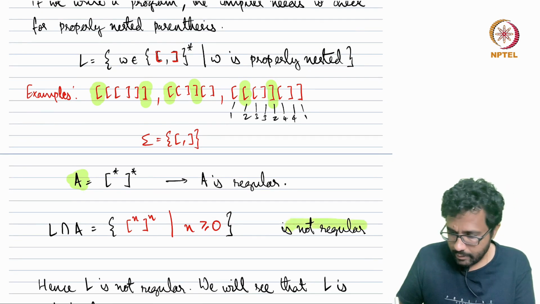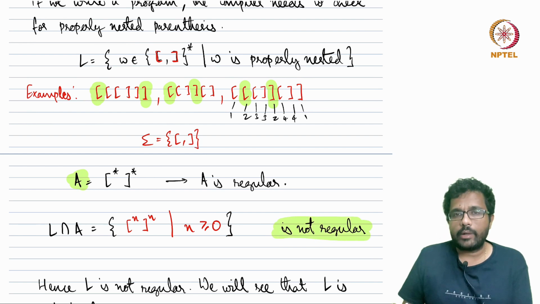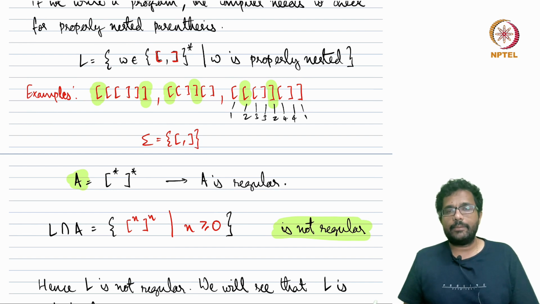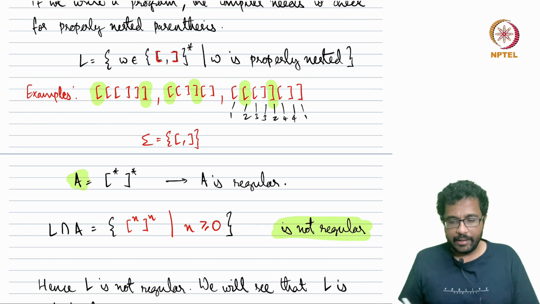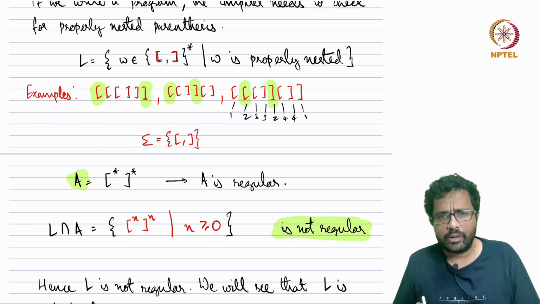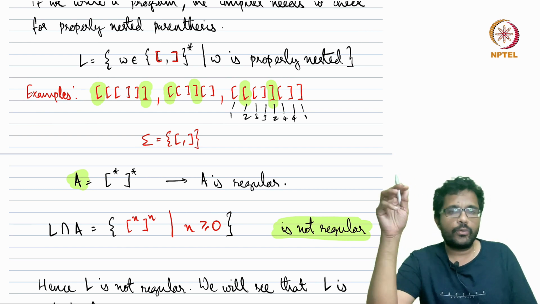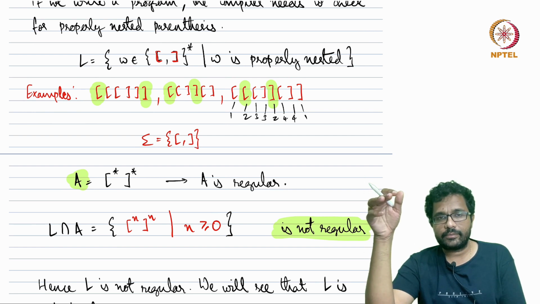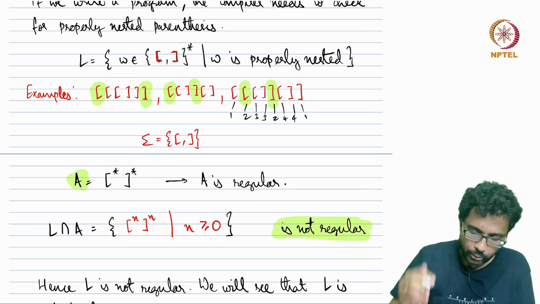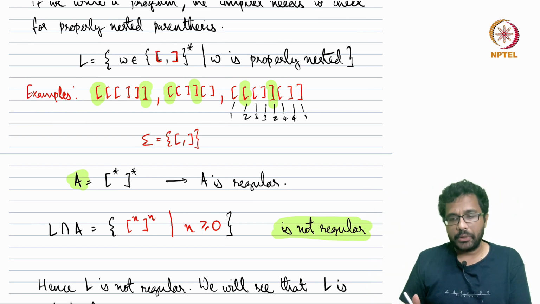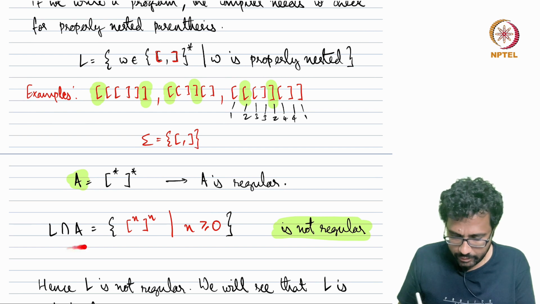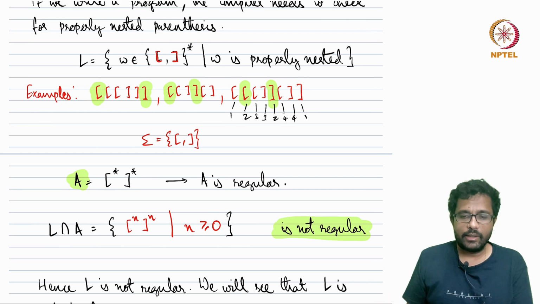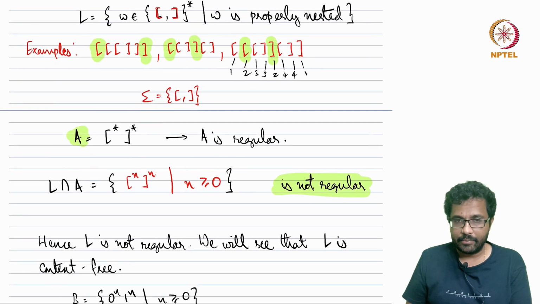We know this because we saw 0 power n, 1 power n when we studied regular languages, and we know 0 power n, 1 power n for the same n is not regular. L intersection A is the same as 0 power n, 1 power n. It's just that instead of the symbol 0 we have open bracket, and instead of the symbol 1 we have close bracket. So L intersection A is not regular, and hence L is not regular. If L was regular, then L intersection A also would have been regular.